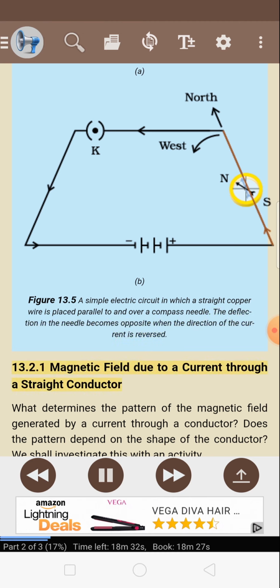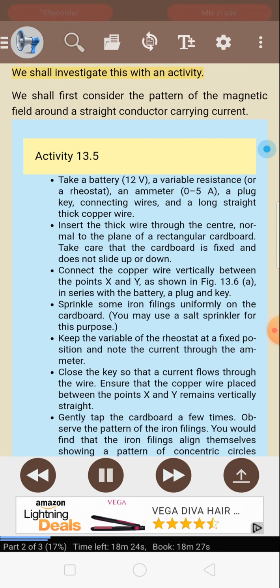13.2.1 Magnetic field due to a current through a straight conductor. What determines the pattern of the magnetic field generated by a current through a conductor? Does the pattern depend on the shape of the conductor? We shall investigate this with an activity. We shall first consider the pattern of the magnetic field around a straight conductor carrying current.